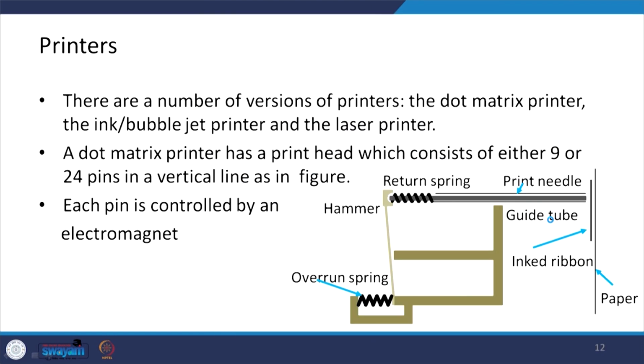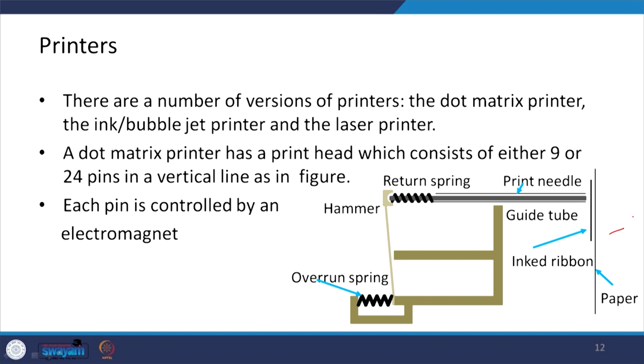Now, let us look at another very popular output device, that is the printers. There are a number of versions of printers commercially available, and these are the dot matrix printer, the inkjet or bubble jet printer, and the laser printer. A dot matrix printer has a print head which consists of either 9 or 24 pins in a vertical line as shown in this figure, and each pin is controlled by an electromagnet.